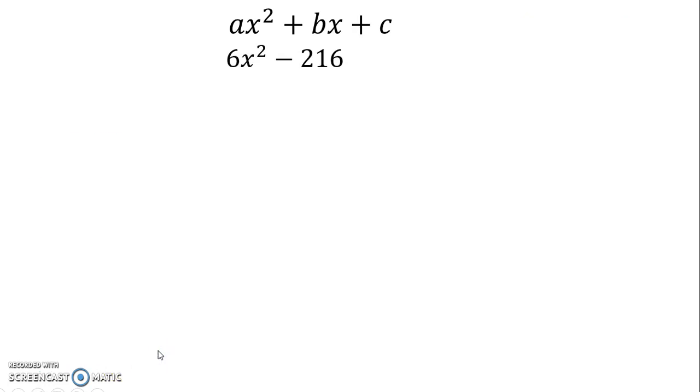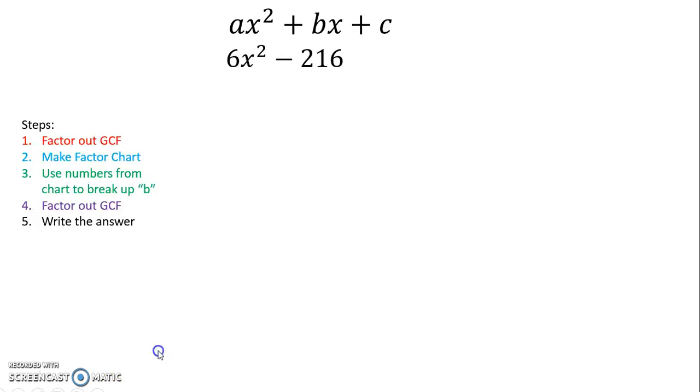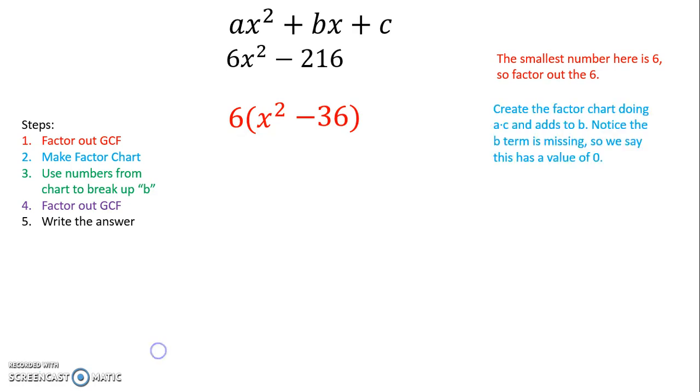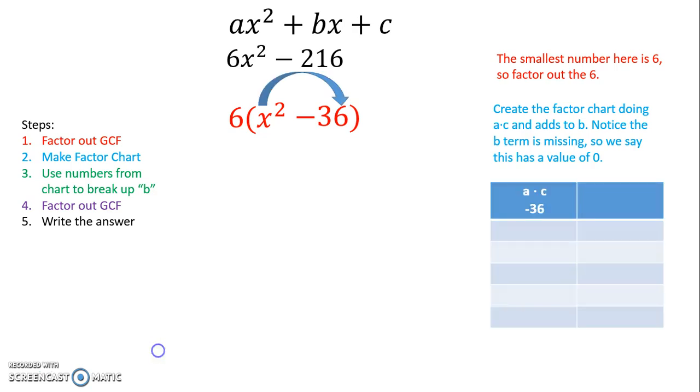Okay, our next example here is 6x squared minus 216. The smallest number here is 6. 6 goes into 216, so I can factor it out. My new problem is 6 times x squared minus 36. I'm going to make my factor chart for A times C adds to B. Notice the B term is missing, so we say that this has a value of 0. So I'm going to look for values that multiply to give me negative 36, but add to be 0.